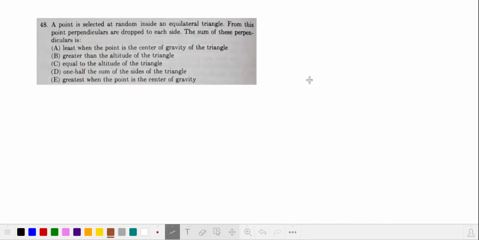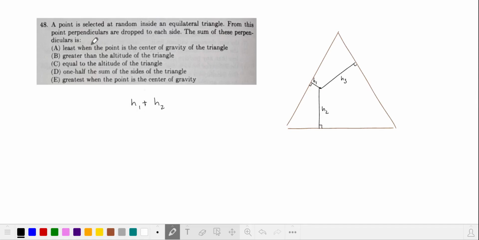And here we have another triangle. This time it's an equilateral triangle. And we're going to pick a point at random inside the triangle and drop 3 perpendiculars to the 3 sides. Let's call these lengths H1, H2, and H3. And we're asked to figure out which of these 5 options is equivalent to the sum of our 3 perpendiculars.